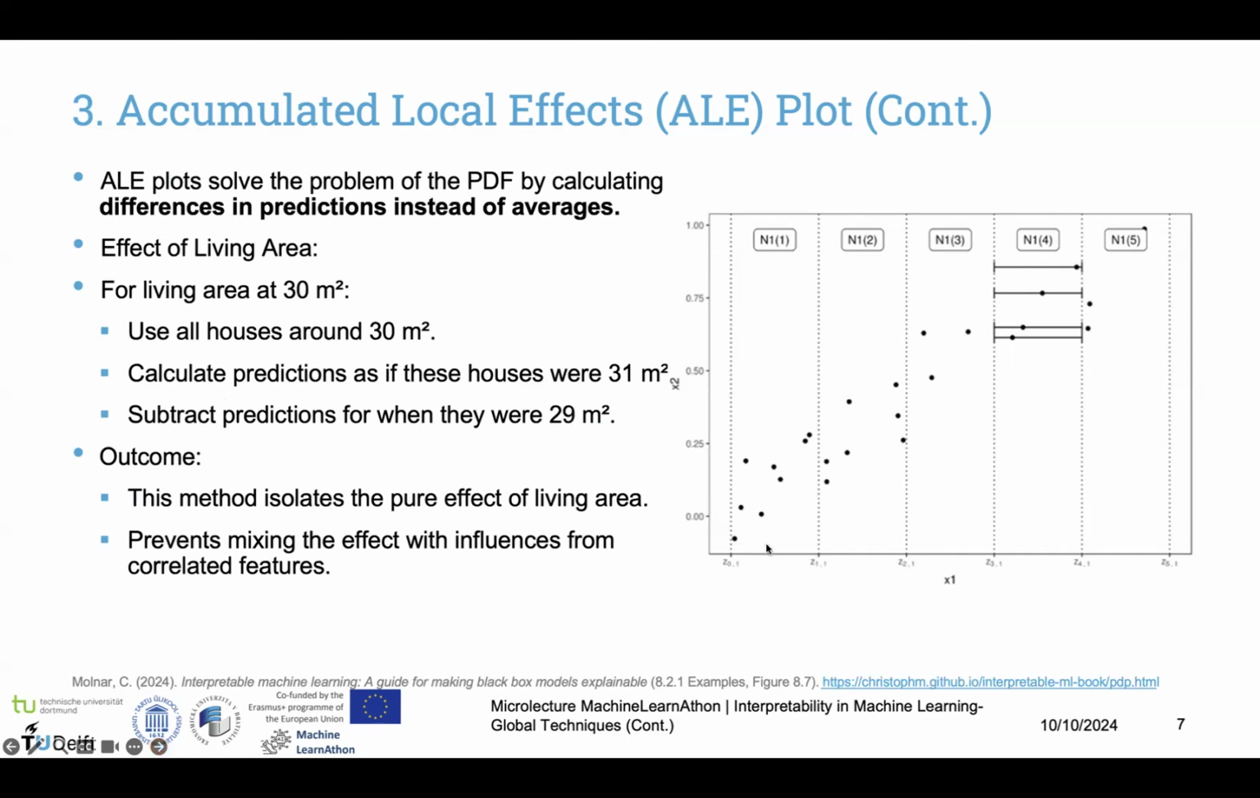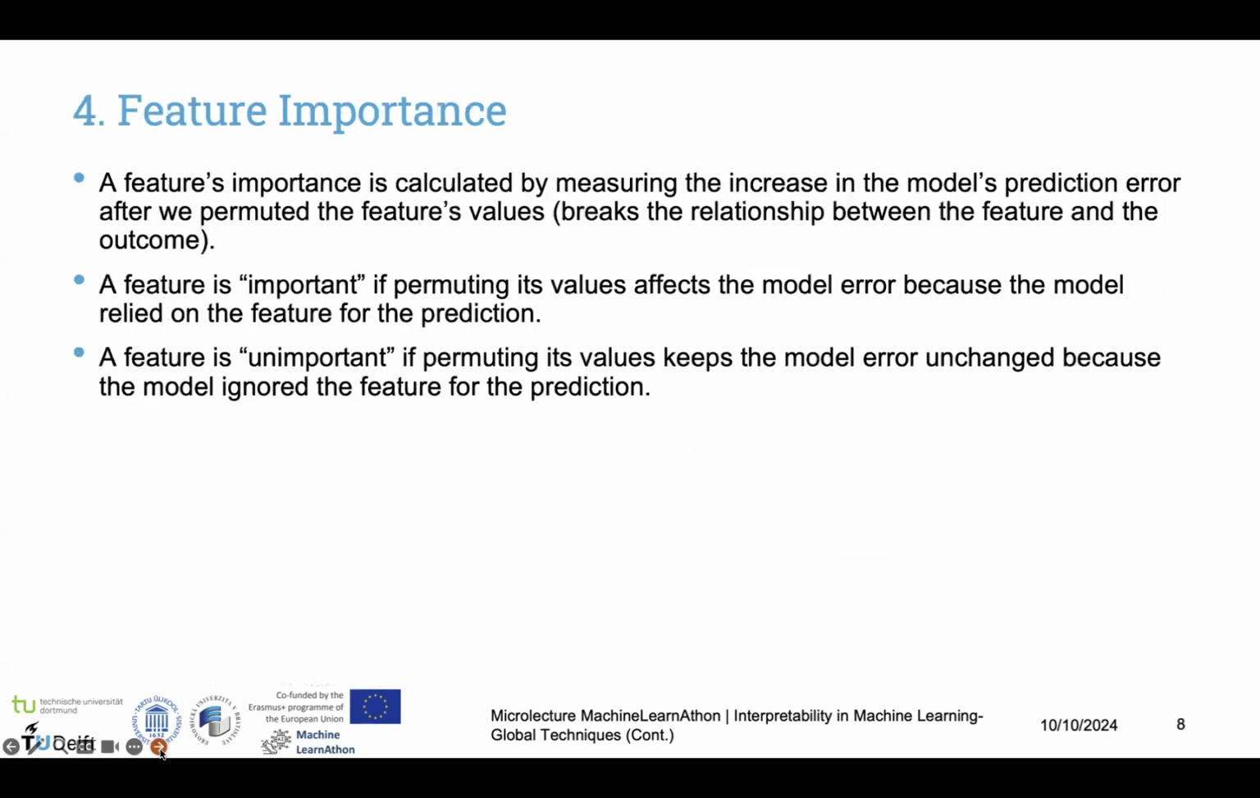So here what we are going to do is that we are going only to use the houses within a specific interval. And in this interval, we are going to have houses with a very similar area, something like between, for example, 29 and 31. So in this way, we are going to generate some realistic instances, unlike the case with the partial dependence plot. So simply, the accumulated local effect solves the problem of the partial dependence plot and isolates the pure impact of the living area and prevents mixing the effect with influences from other correlated features.